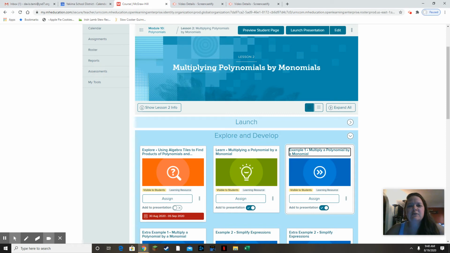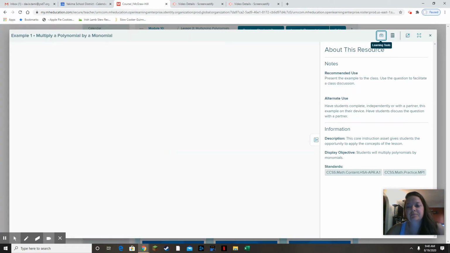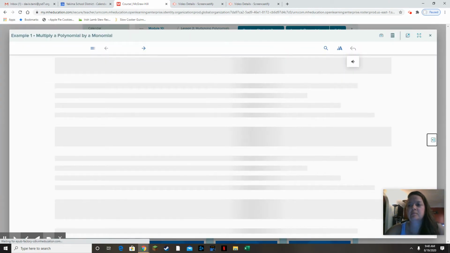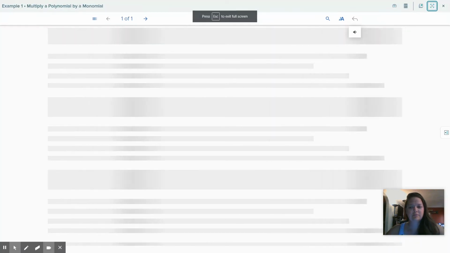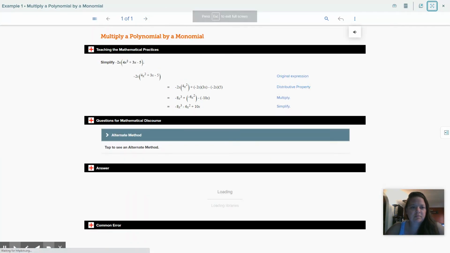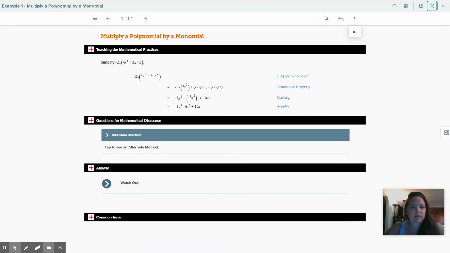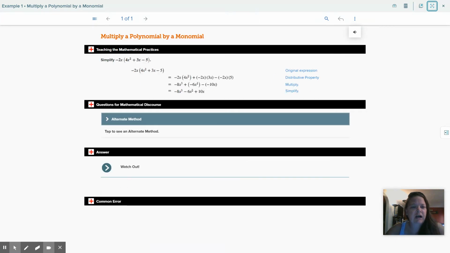All right, I think it's time for some examples. Let's go ahead and do example 1, multiplying a polynomial by a monomial. Simplify negative 2x times the quantity 4x squared plus 3x minus 5.